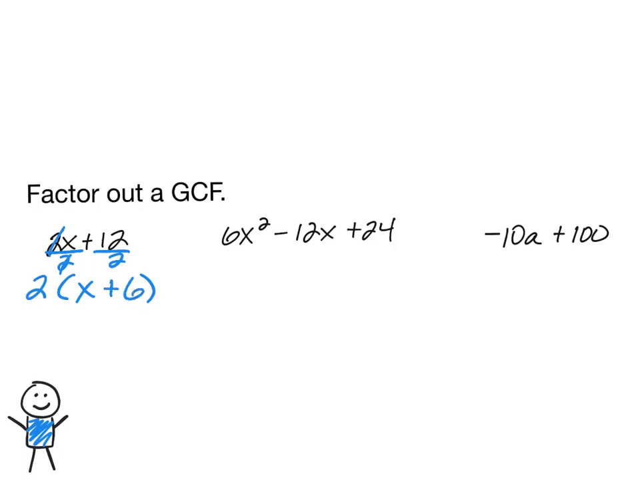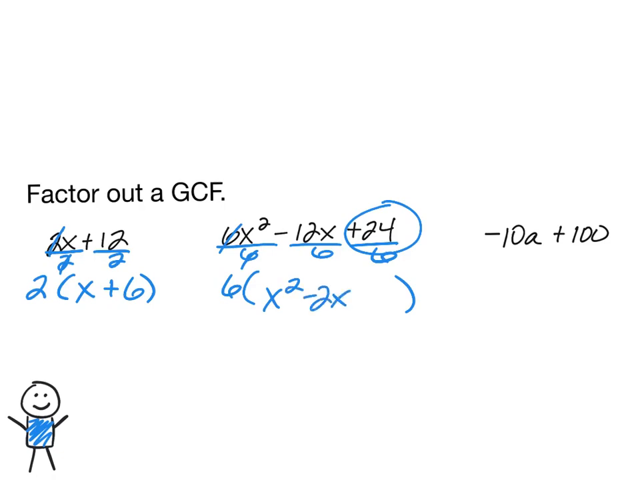Next problem, we have 6x squared minus 12x plus 24. I'm going to look at my smallest number, the 6. 6 does go into 12. 6 does go into 24. So we're going to factor out a 6. I might think for just a split second that I could factor out an x, but this third term here does not have an x, so I can't do that. So if I factor out a 6, let's see what's left when I divide out a 6 from each of my terms. 6x squared divided by 6 leaves me with x squared. Negative 12x divided by 6 is negative 2x. And 24 divided by 6 is a positive 4.